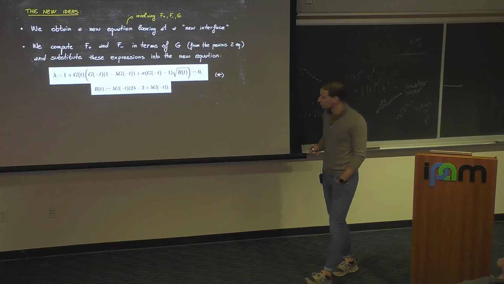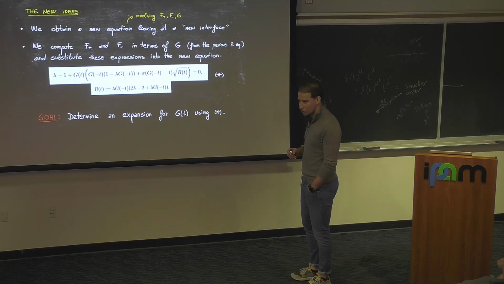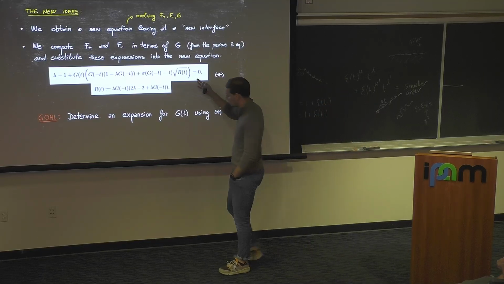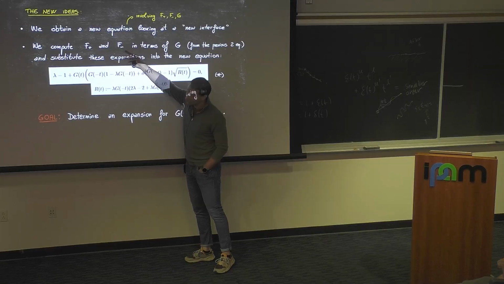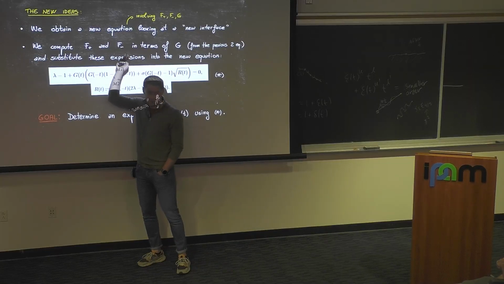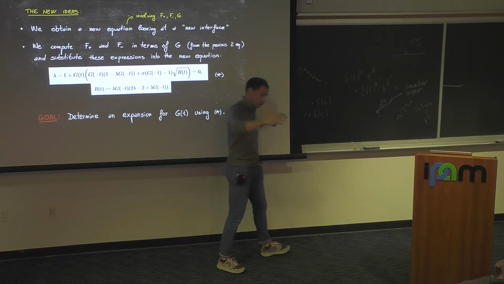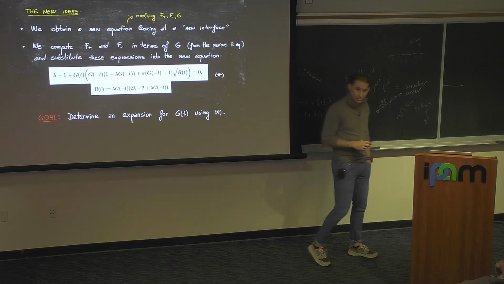So how do we do it? Our goal now is to take this equation and get an expansion for g of t. If we do that, then you plug in back and you get expansions for f plus and f minus. You run your Tauberian theorem, and you're done.